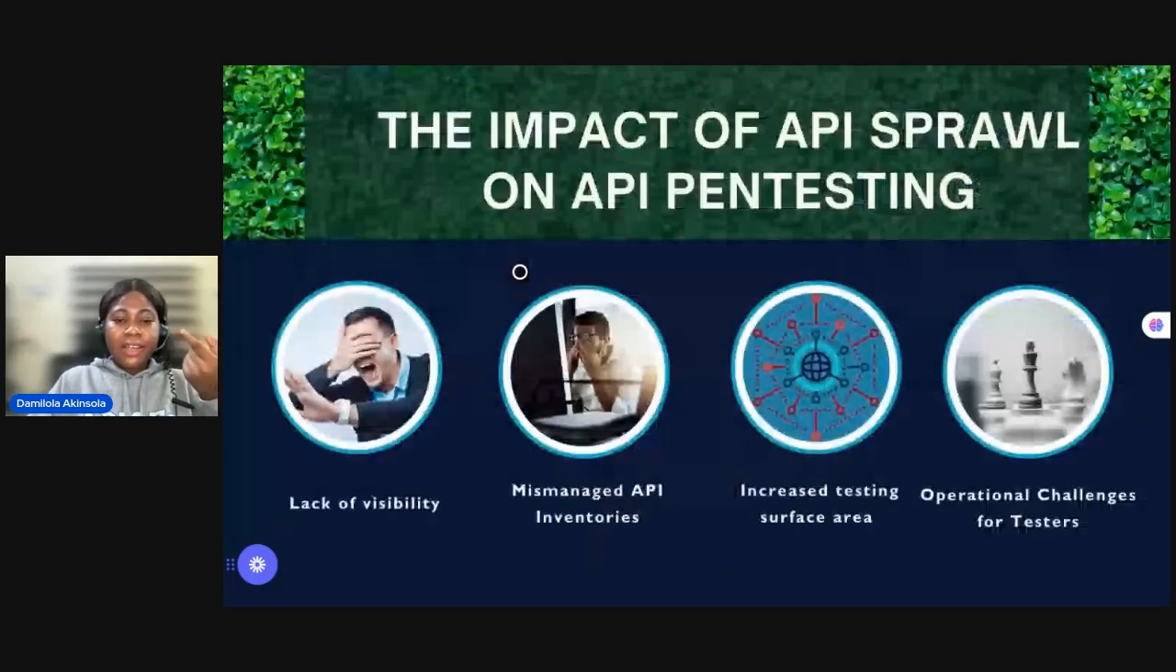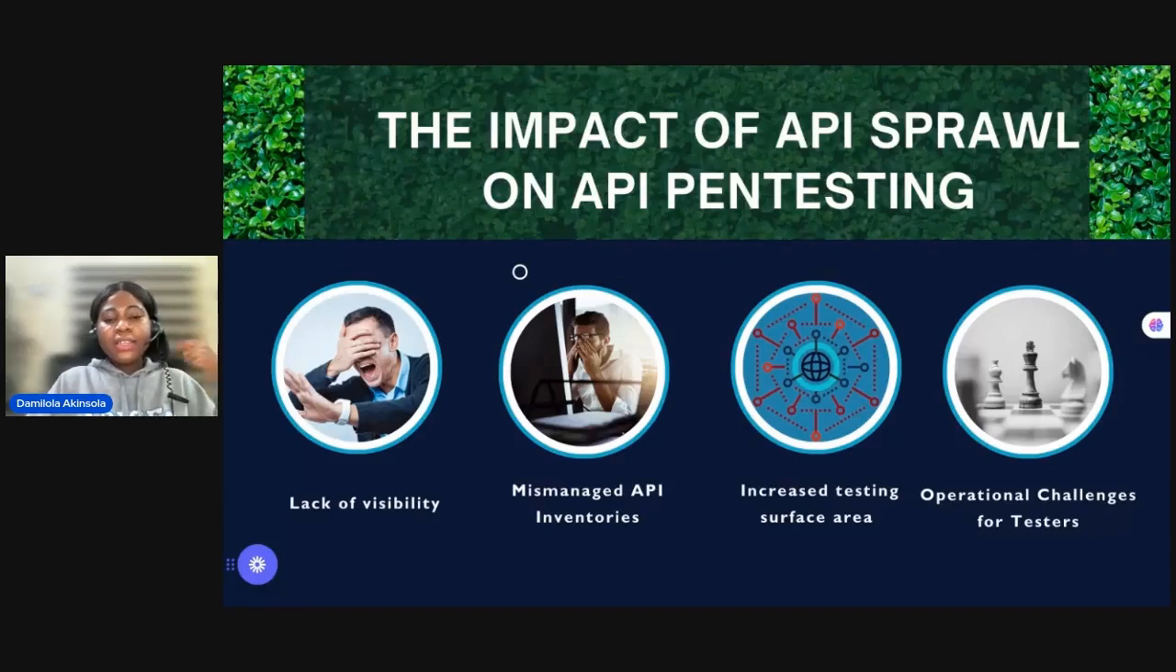Now that we've seen the way organizations have dealt with API sprawl, we want to look at the impact of API sprawl on pen testing. How does it affect the pen test engagement? Well, I have created four major impacts. It's not exhaustive. This is just a highlight of what we could talk about. But trust me, there are way more impacts than this.